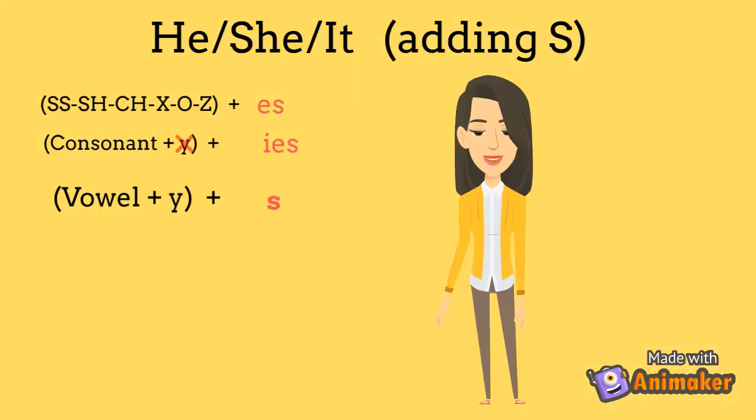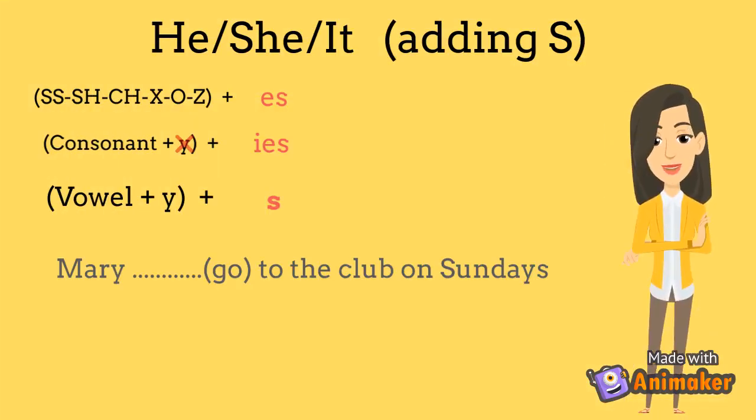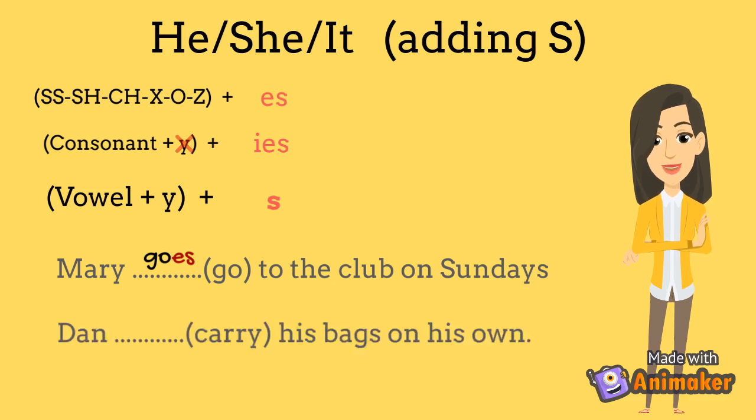Let's try some sentences. Here the verb is go. What should it look like? Goes. Mary goes. We add an es because the verb ends in an o. Carry. How can we use the verb carry with Dan? The verb ends in a consonant plus y. Carries. Dan carries his bags on his own.